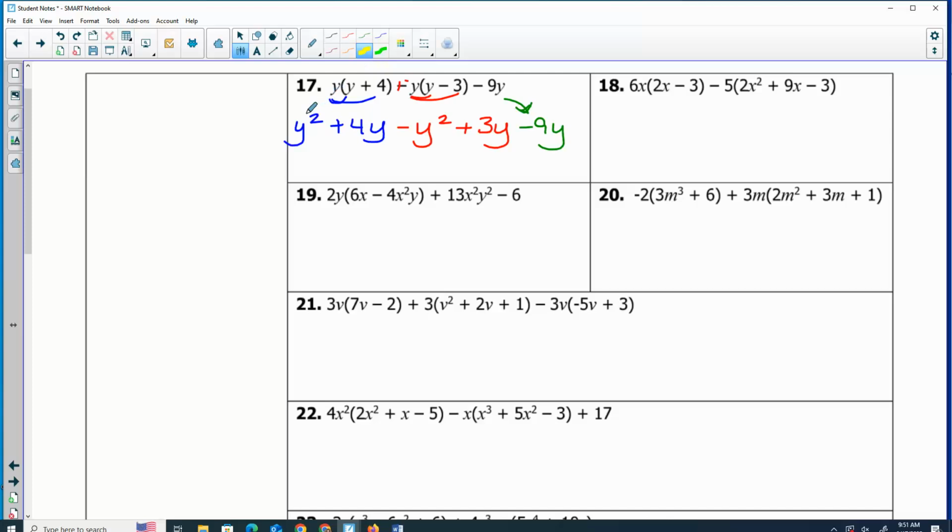So now we combine like terms. Positive 1y squared and negative 1y squared. What happens with those? Those cancel, they're gone. Then my y's, 4y plus 3y minus 9y. So 4 plus 3 minus 9. Doesn't change.